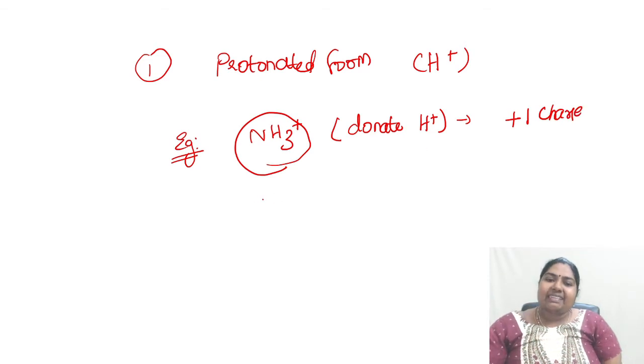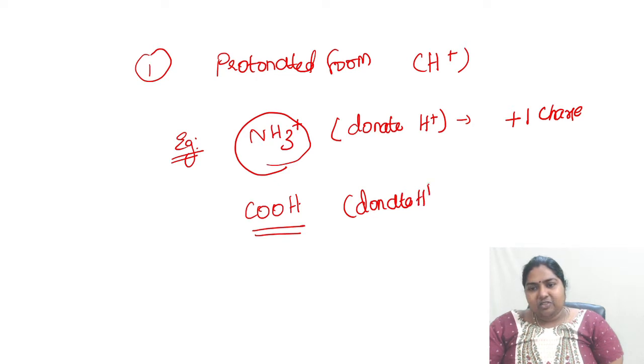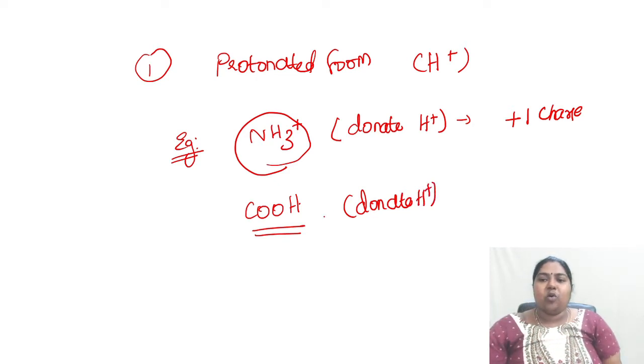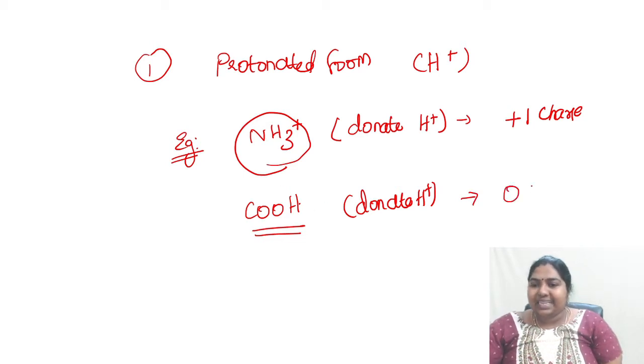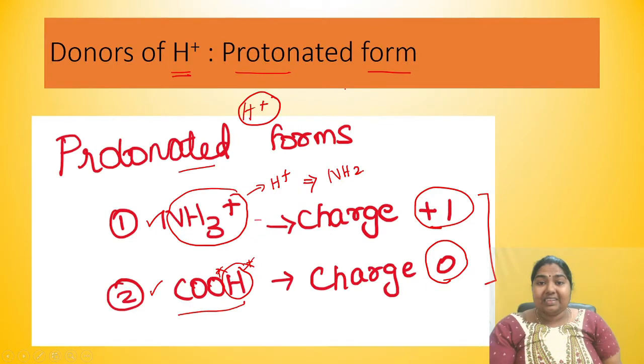The second example of a protonated form within the amino acid is the COOH group. This is also able to donate H plus. After donation, it becomes COO minus. But the charge of COOH is 0. Why 0? COO minus is minus charge, H plus is plus charge, and both put together become 0 charge. So this is about the protonated forms present within your amino acid.